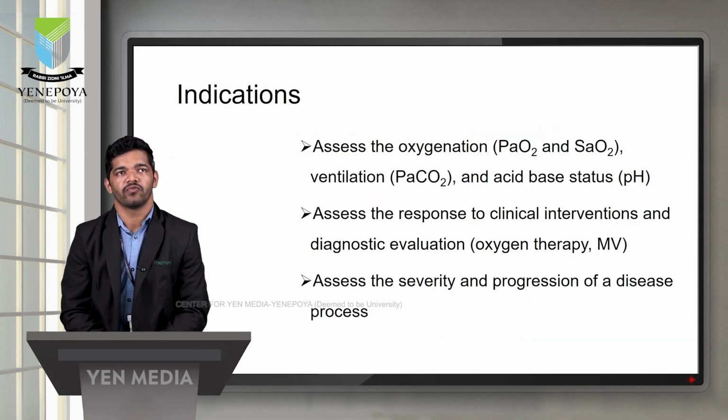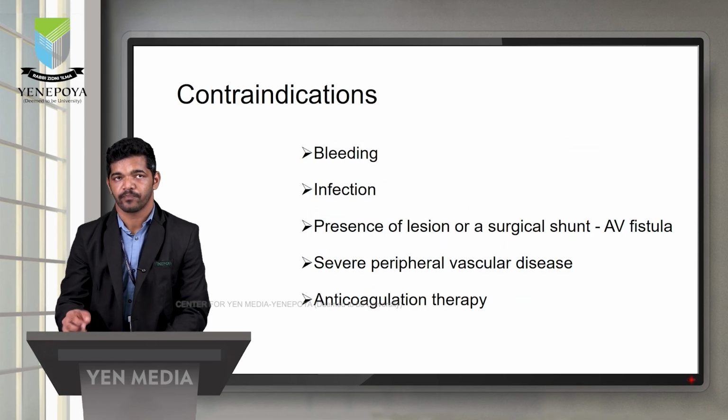And these are the indications for the ABG: assess the oxygenation, ventilation and the acid-base parameters. So the oxygenation parameter will be assessed with the help of PaO₂ and SaO₂ from the ABG, and the ventilation parameter will be assessed by PaCO₂ from the ABG, and acid-base status with the help of the pH. Also assess the response to clinical interventions and diagnostic evaluation, that is oxygen therapy and mechanical ventilation, and assess the severity and progression of a disease process.